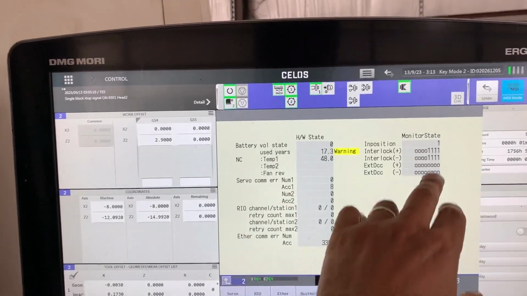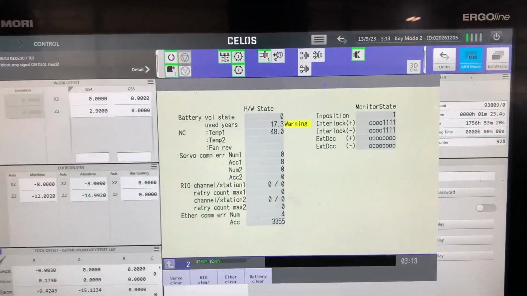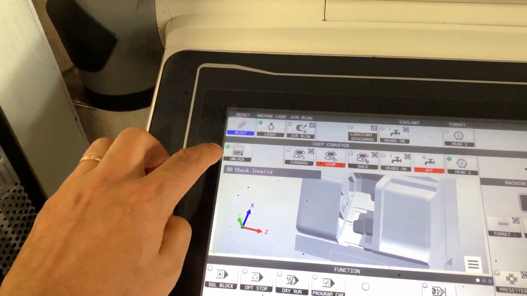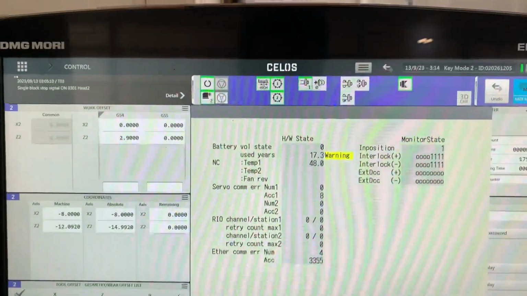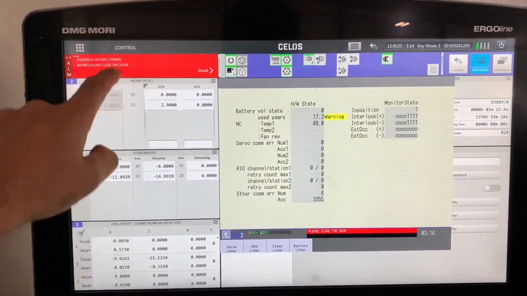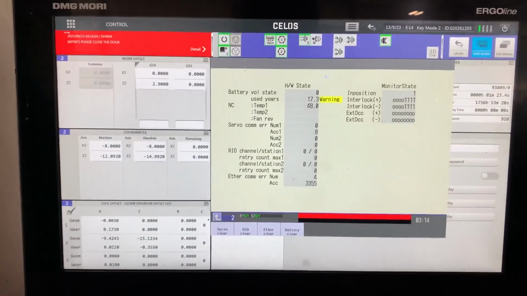You see, we just hit this icon and we're gonna open physically the door, and I'm gonna try to lock it again, and there you go. We have the alarm that is telling us that the door is open.